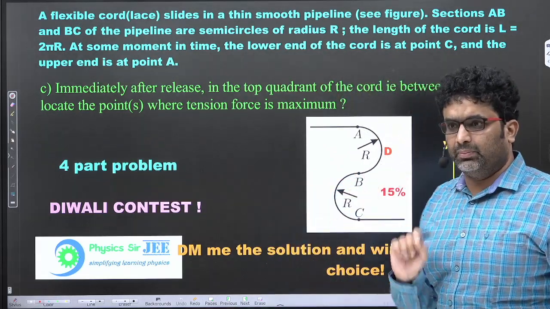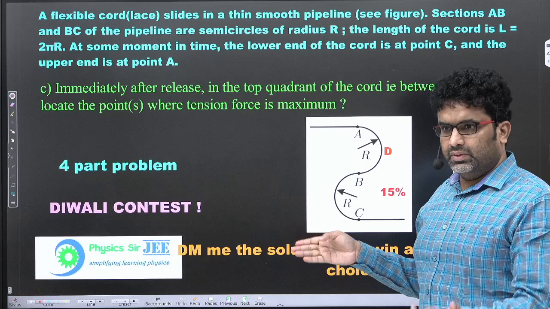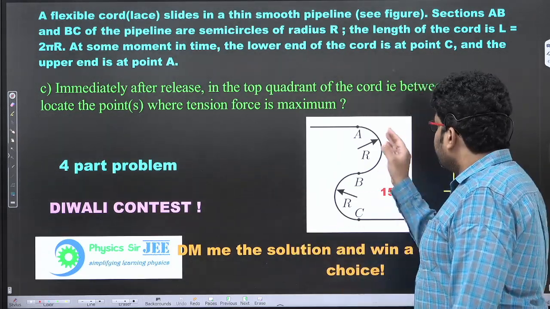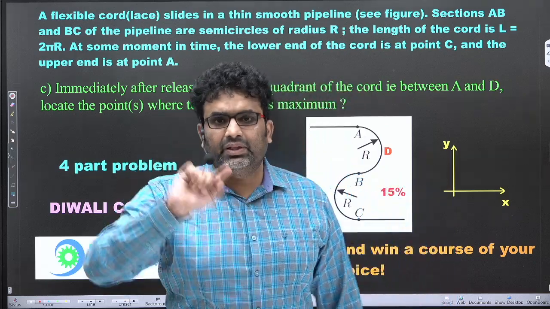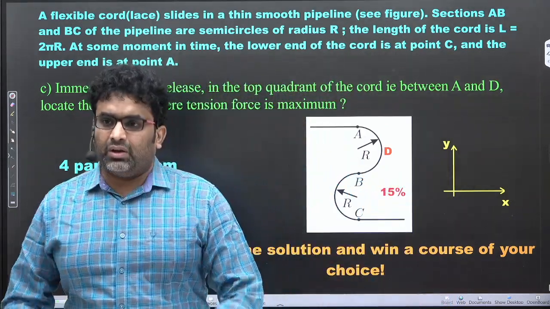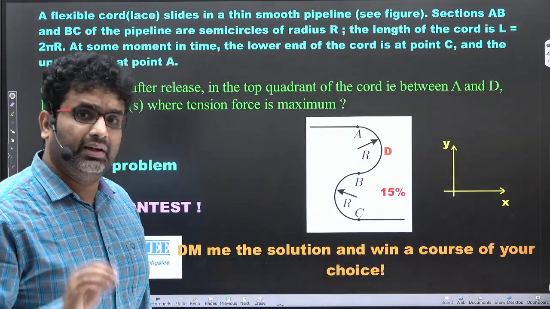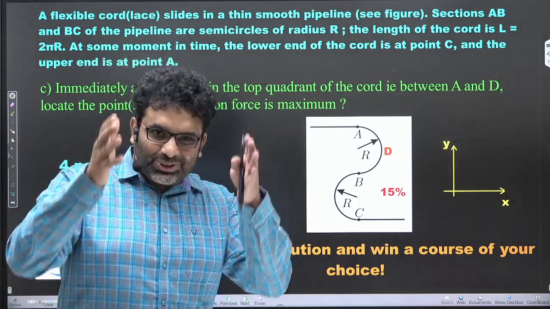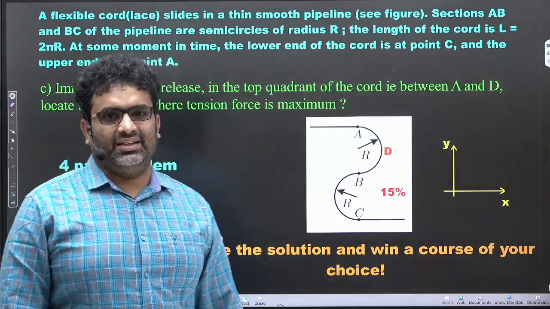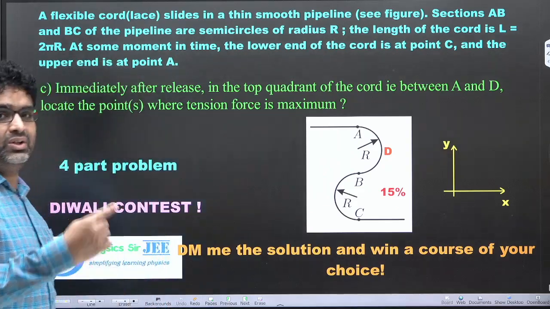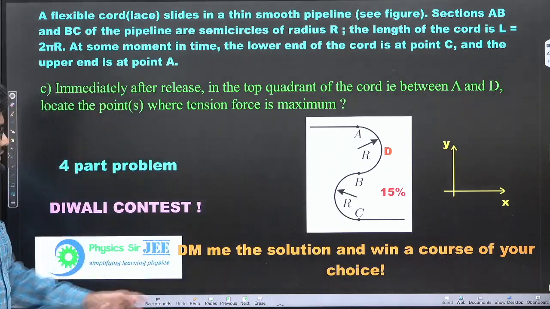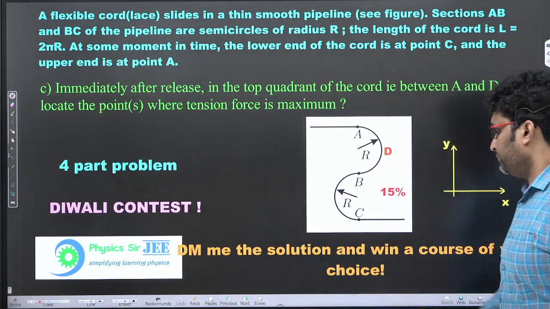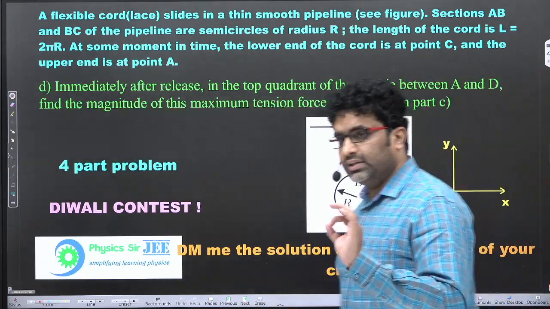Again, you have to locate the point. If the point is A itself, tell it is A. If the point is D itself, tell it is D. If the point is somewhere in between A and D, mark it with an angle using this axis or unit vector. And obviously you should not just tell where the point is, you should show how you arrived at that understanding. Your solution is also important, not just the answer. This will carry a reward of 15%. Third, and this is the last one, fourth one.